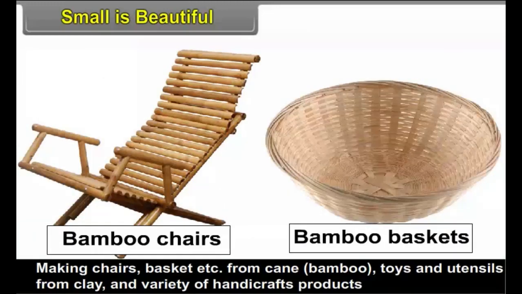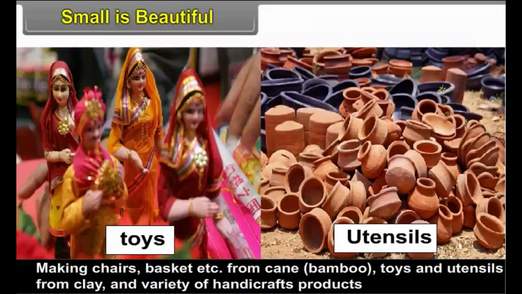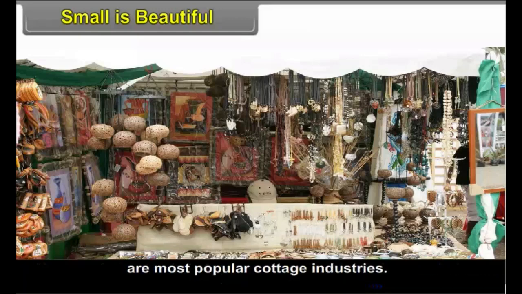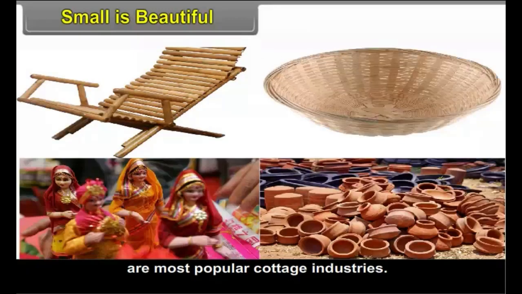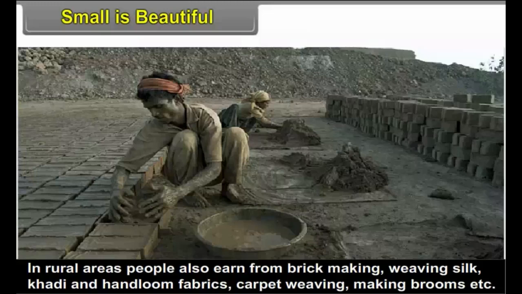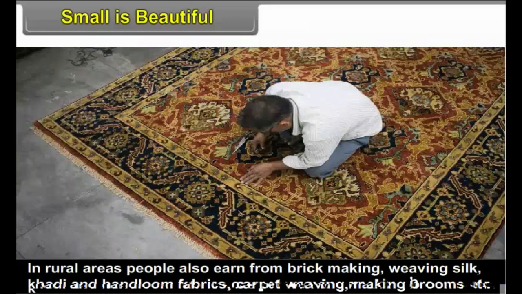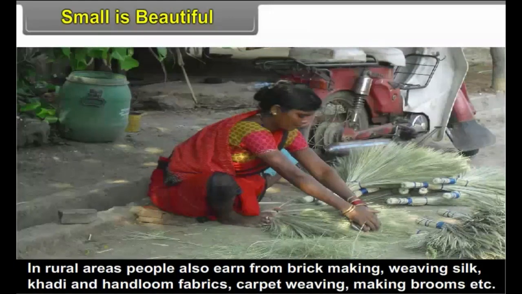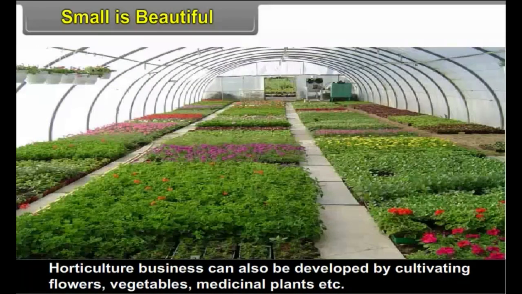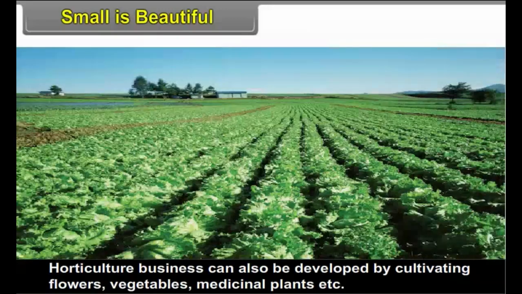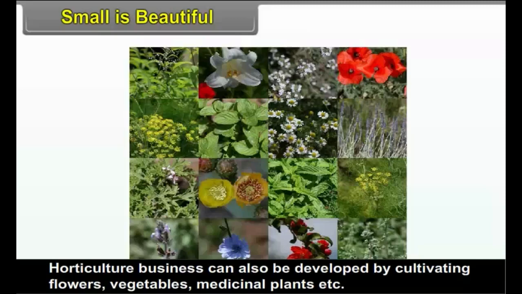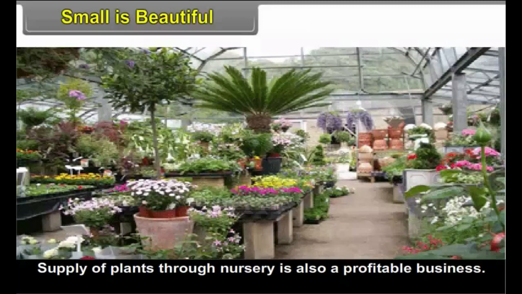Making chairs, baskets, etc. from cane, that is bamboo, toys and utensils from clay, and a variety of handicraft products are most popular cottage industries. Brick making. In rural areas, people also earn from brick making, weaving silk, khadi and handloom fabrics, carpet weaving, making brooms, etc. Horticulture business can also be developed by cultivating flowers, vegetables, medicinal plants, etc. Supply of plants through nursery is also a profitable business.